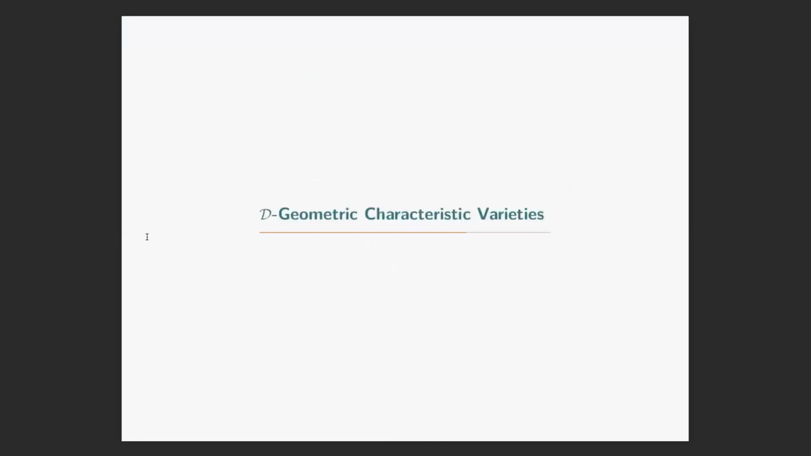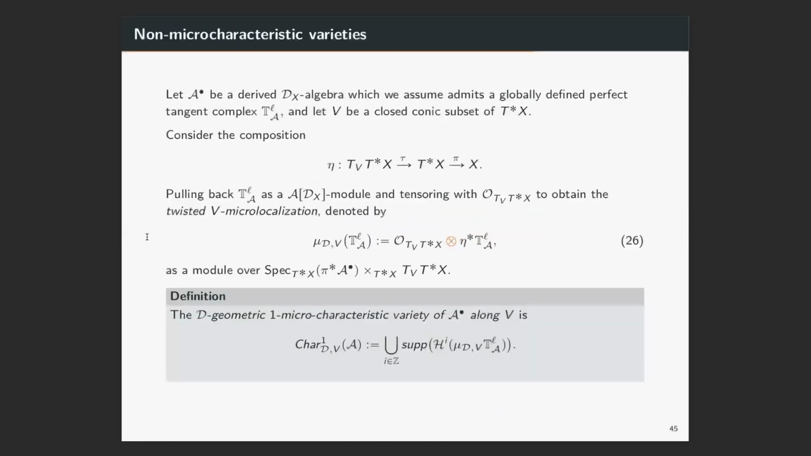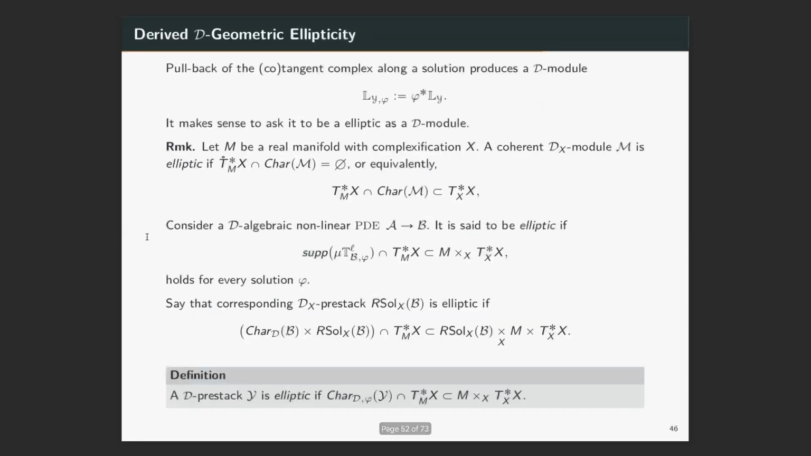Okay, so I'm going to skip over the characteristic varieties in this one. Essentially, we now have a tangent complex, so put it into the formulas we saw before, but you need to be careful about the fact that the support of a complex is the union of the supports of its cohomologies. And essentially, you can just get the non-micro characteristic varieties in the derived setting.